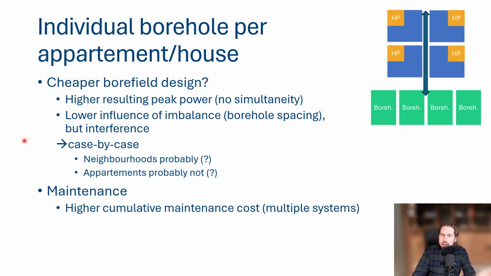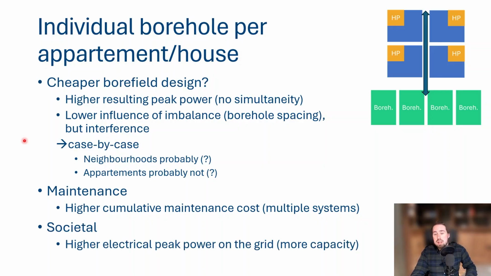When it comes down to the maintenance aspect, we have quite high maintenance, because if we have multiple systems, multiple heat pumps running, there are also multiple systems that require maintenance. So cumulatively, we have a higher maintenance cost. And from a societal point of view, since we have multiple heat pumps, each covering 100% of the peak demand of the building, the cumulative peak electricity power on our grids is also high. We have more installed capacity. So this puts more stress on the electricity grid.